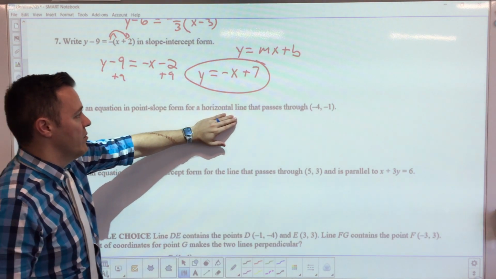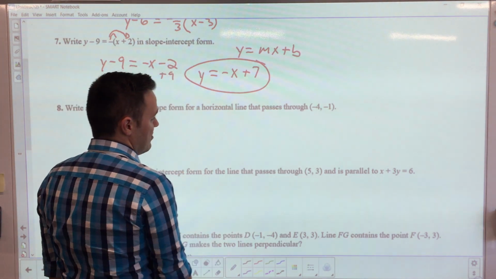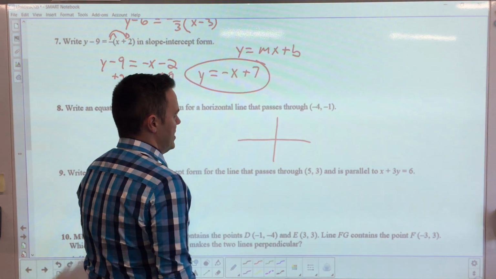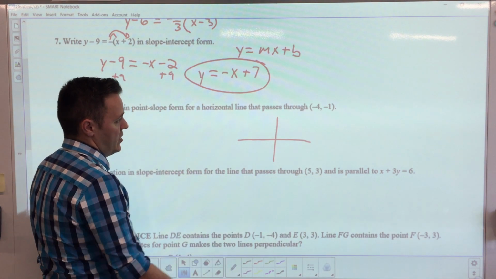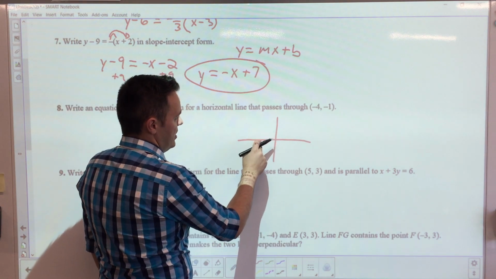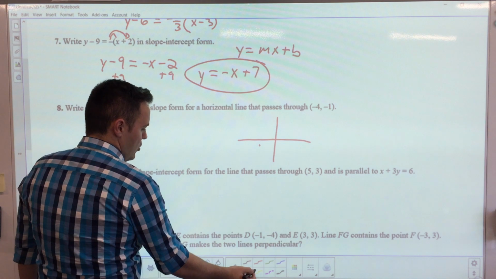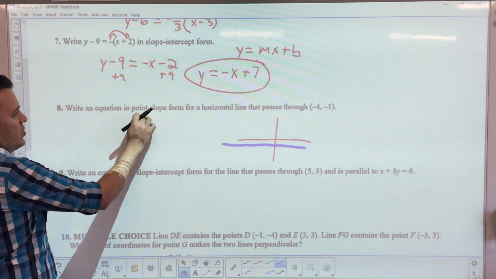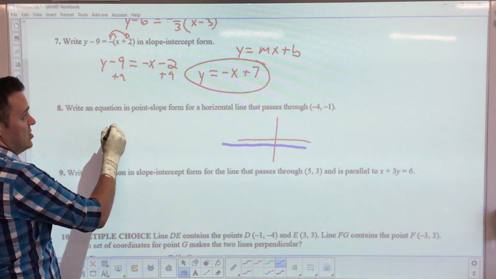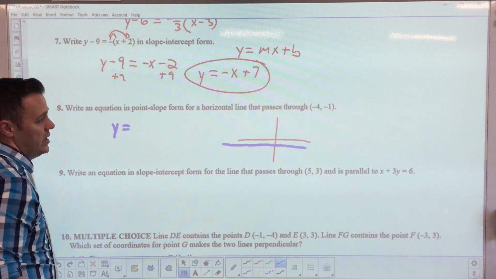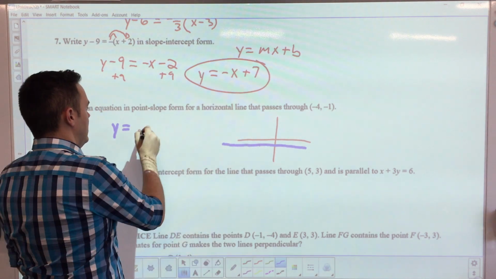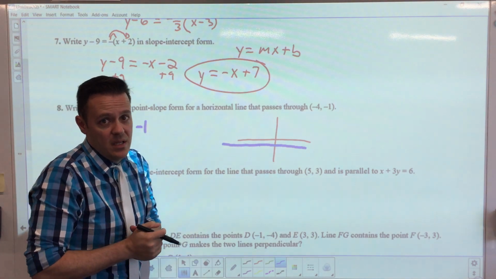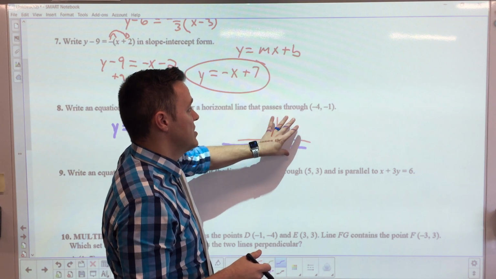Write an equation in point slope form for a horizontal line that passes through the point negative 4, negative 1. We hadn't really talked too much about this, but a horizontal line is going to pass through the following point, negative 4 over, negative 1 down. It's right here. If you draw a horizontal line at that point, your equation is actually going to be y equals what? Negative 1. Okay? That's it. Nothing more complicated than that, because there is no slope. The slope is 0.